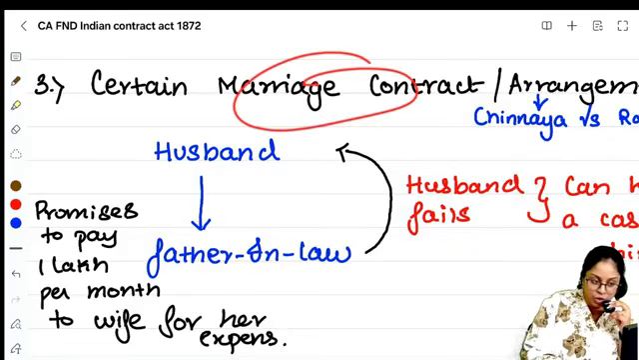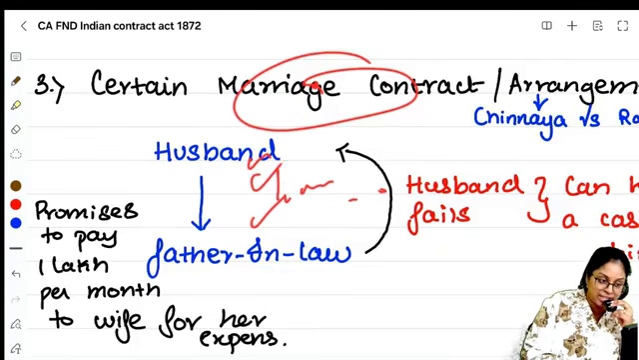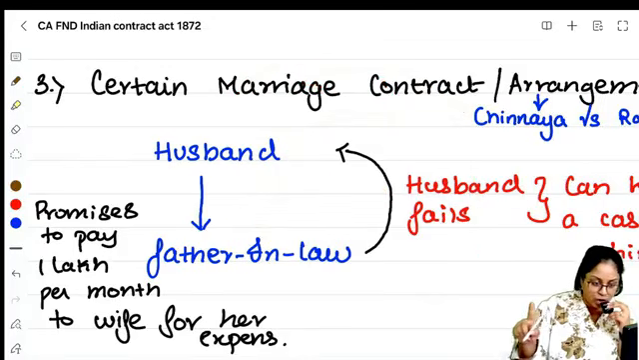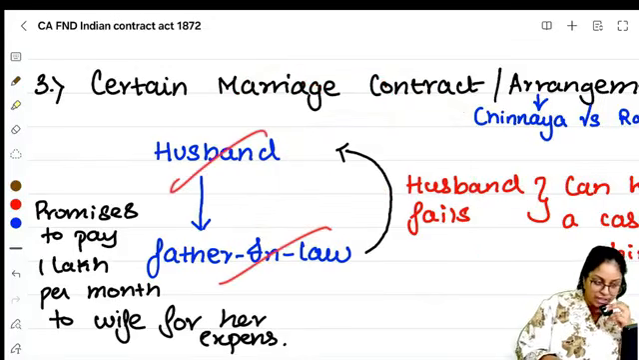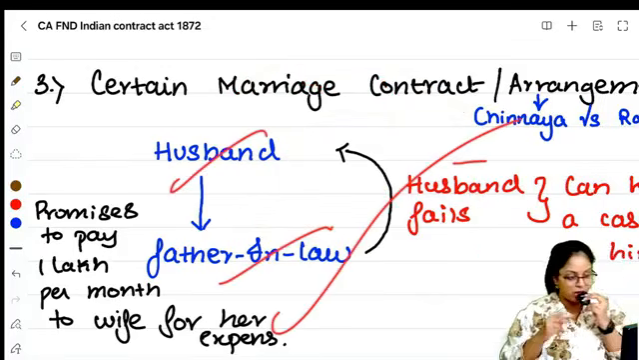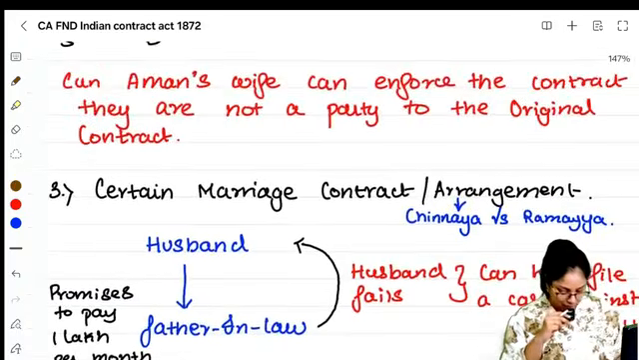It was a marriage contract. It was clearly given that I will get my daughter married only when you promise that 1 lakh rupees maintenance. If the husband fails, the wife can go to the court. The wife is not a party to the contract. The contract happened between the husband and the father-in-law, but still the wife can go. Is that clear?